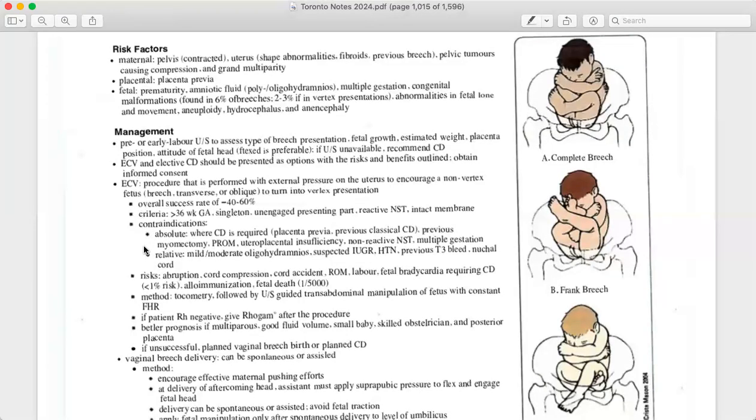So absolute contraindication is where cesarean delivery is required, like having placenta previa, previous myomectomy, PROM, or multiple gestation. So these are the absolute contraindications. No need to remember.